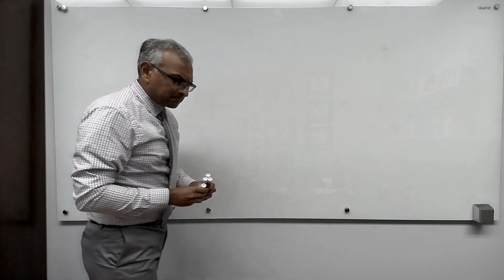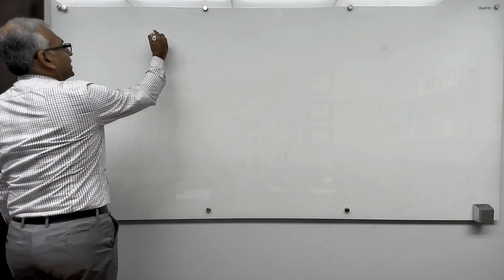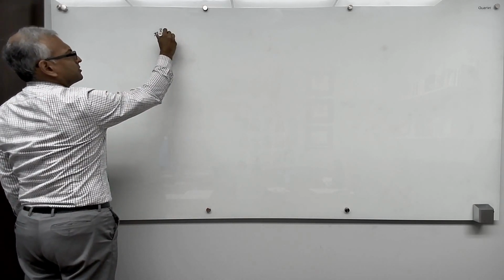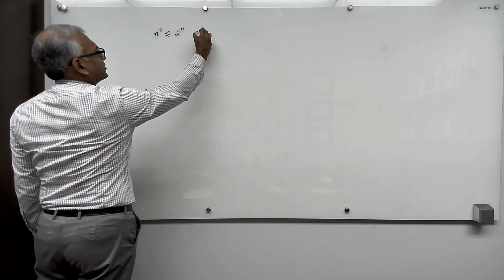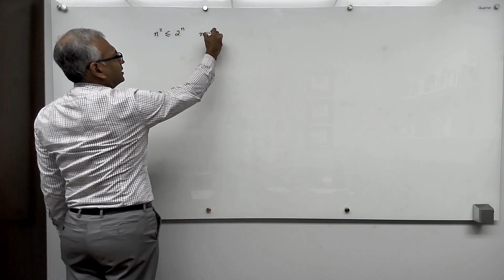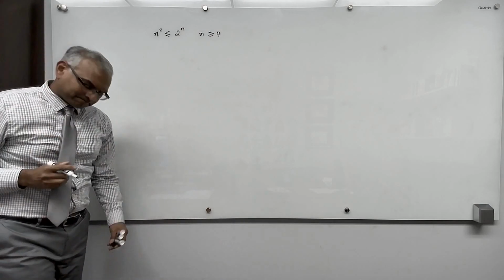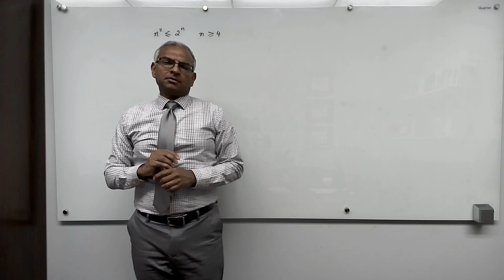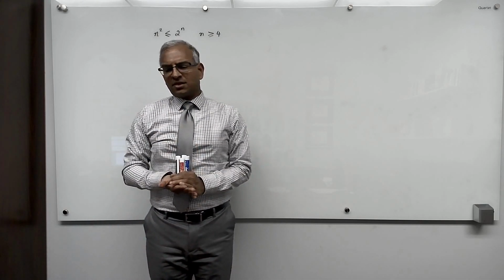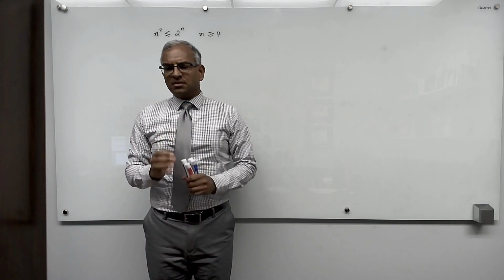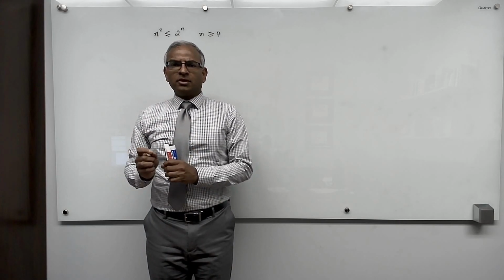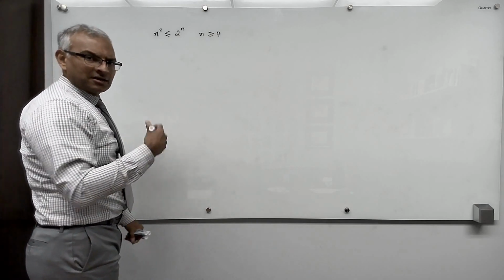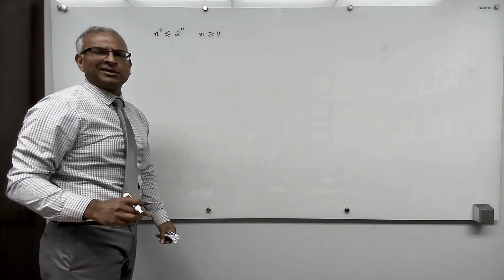Okay, so next problem. Let's prove that n squared is less than or equal to 2 to the n for n greater or equal to 4. And this is to illustrate a peculiar thing that happens with induction, that sometimes something is easier to prove even though it's a stronger claim. Okay. So first thing, let's tinker. I want to show you why we needed n greater or equal to 4.